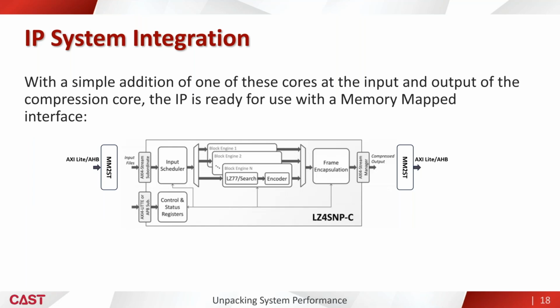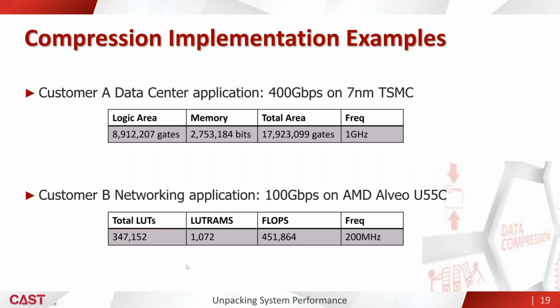You see here a very simple example. All you need to do is add these cores at the input and at the output streaming interface, and you will then transform your streaming interface to memory mapped, which will be ready to be integrated in your system. Now let's discuss some real-life implementation examples.